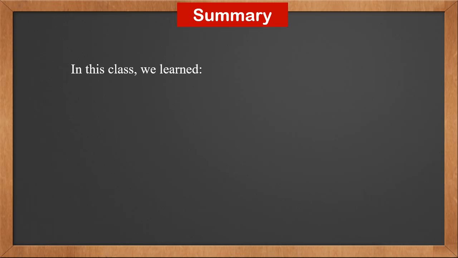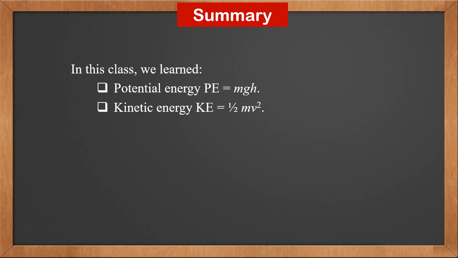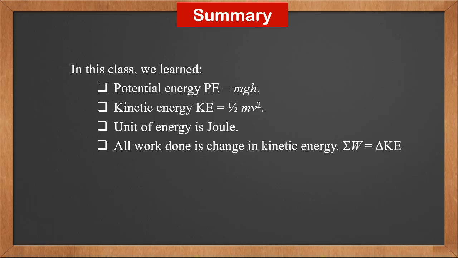In this class, we learned potential energy, PE, is mgh, where h is the vertical height. Kinetic energy, KE, is half mv squared. Unit of energy is joule. All work done is change in kinetic energy. Sigma W is delta KE.